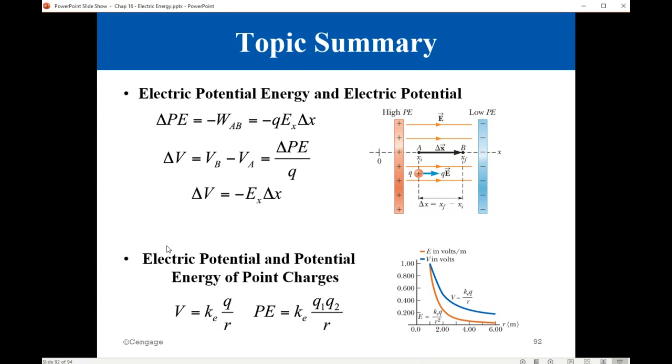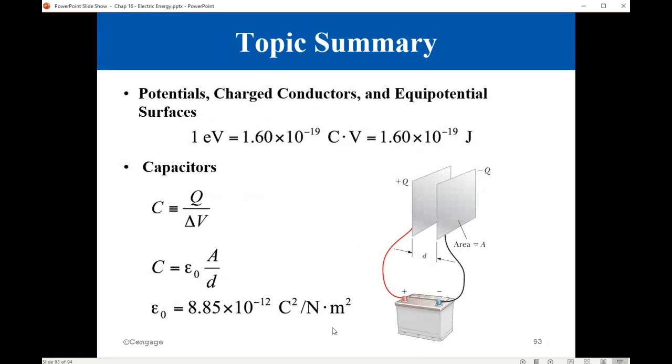We introduced a new quantity which we call electric potential or voltage, which is potential energy per unit charge. We compared the new quantity, the electric potential, to the electric field. This is the electric potential, kQ over r. This is the electric potential energy for two charges, kQ1Q2 over r. We introduced a new unit for energy, 1 electron volt, 1.6 times 10 to the minus 19 coulomb volt, or 1.6 times 10 to the minus 19 joule.